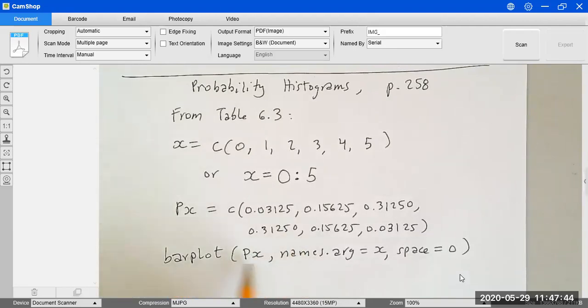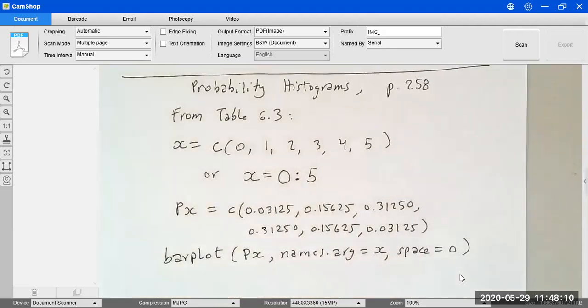Then we're going to use this command. We're going to use the bar plot command instead of the hist command, even though we're going to create a histogram. The only way that we're going to make this plot look like a histogram is by setting the space between bars equal to 0. If you set the space between bars equal to 0, then the bar plot that you get is going to look like a histogram.